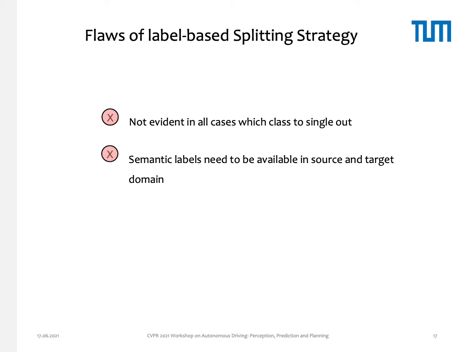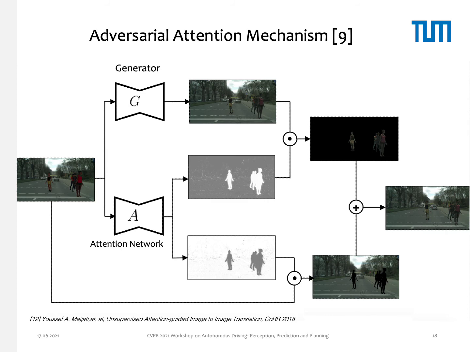For a label-based splitting strategy, it may not always be straightforward which regions or classes to single out. Above all, semantic labels for both the source and the target datasets need to be available, which is rarely the case in practice. To remedy these limitations, we extend our model such that it is able to find an adequate splitting strategy in the unsupervised setting where no labels are provided.